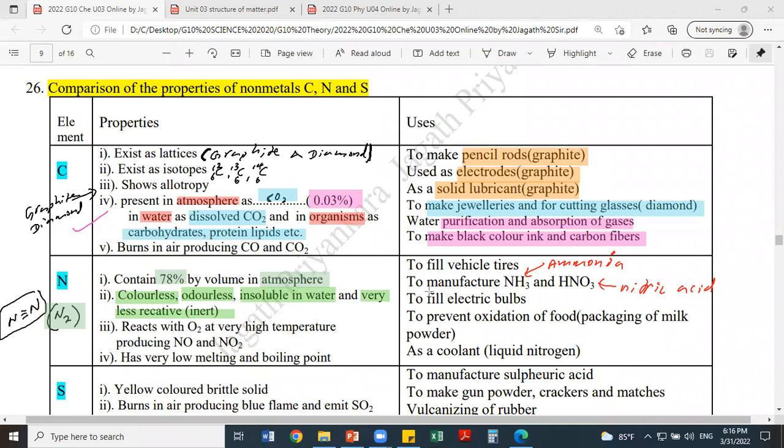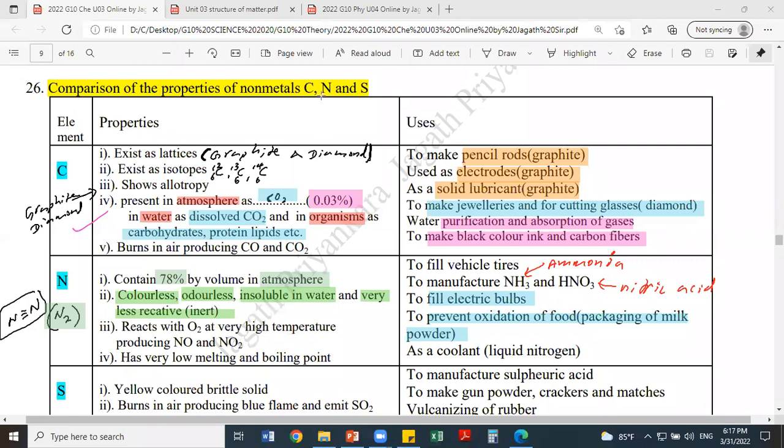The empty space of filament bulbs is filled with nitrogen gas to provide an inert atmosphere. Nitrogen gas is also used in food packaging, like the empty space of milk powder packets and peanut packets. Sometimes, instead of the silica gel packet that says do not eat, they fill nitrogen gas to provide an inert atmosphere. In other words, to prevent the oxidation of food, or to keep the freshness of milk powder or peanuts. In storage, food can lose its texture and freshness, so instead of normal air, they fill packets with nitrogen gas.